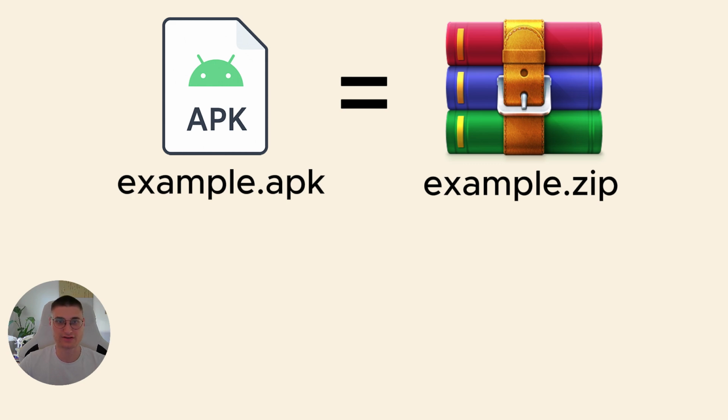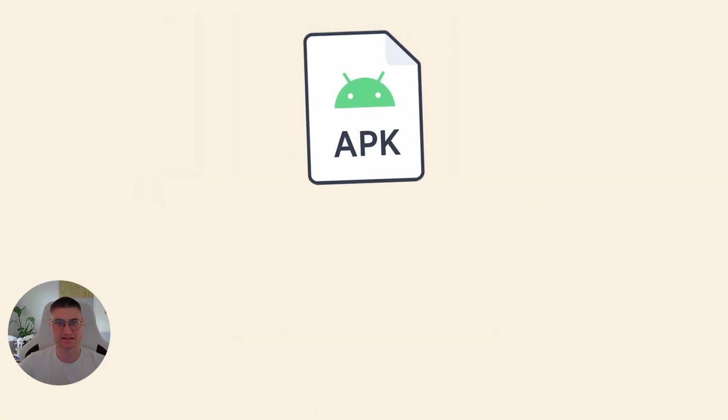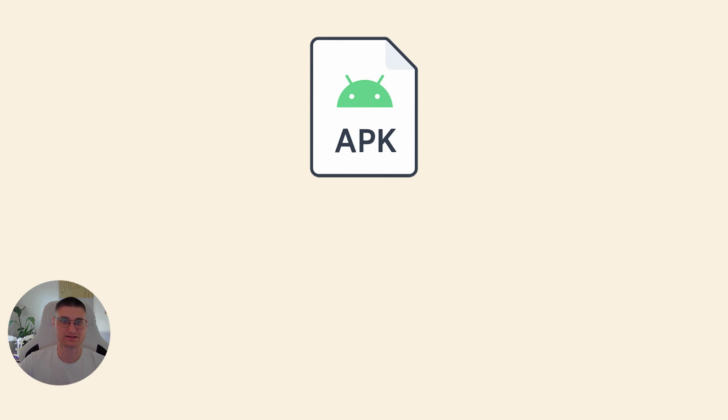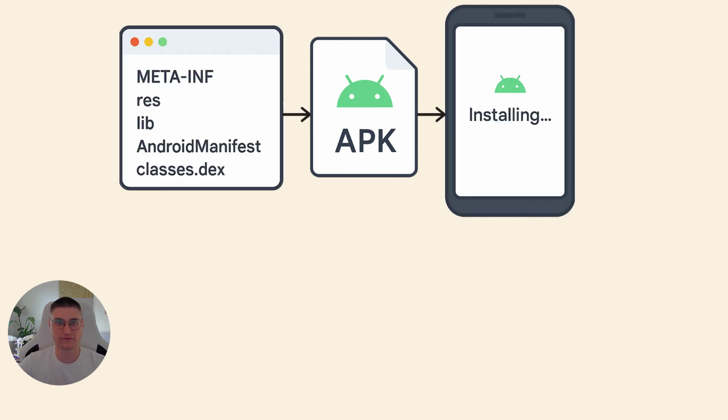If you change the .apk extension to .zip, you will be able to open it and inspect using any archive manager, and you will be able to see the app's code, resources, signatures, and so on. The APK is a final installation file that is installed and executed on an Android device. It contains everything needed for the app to run.